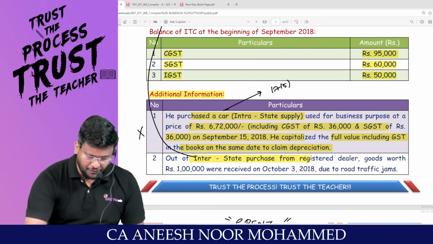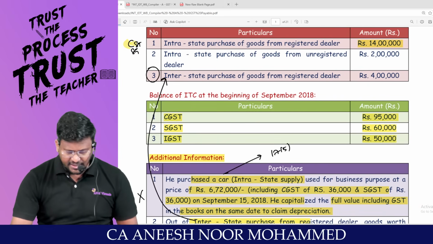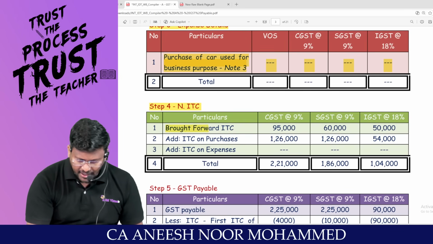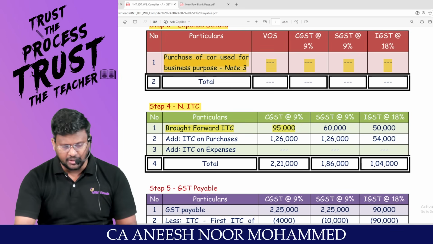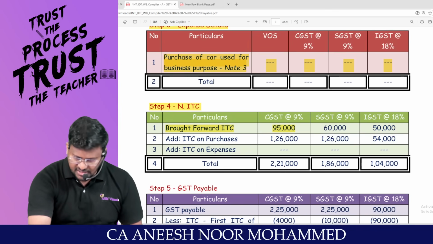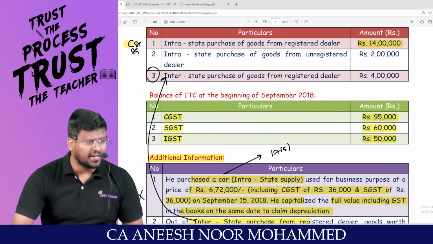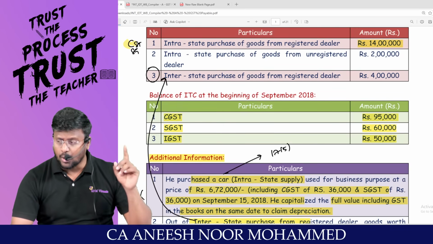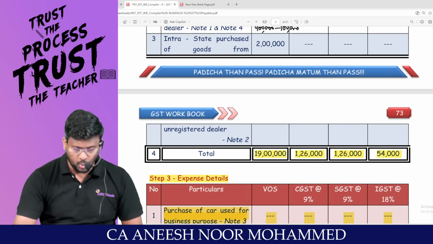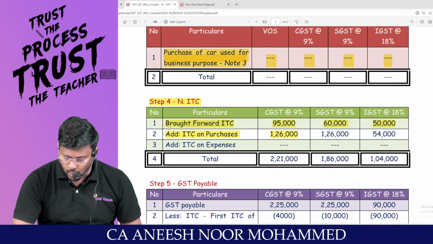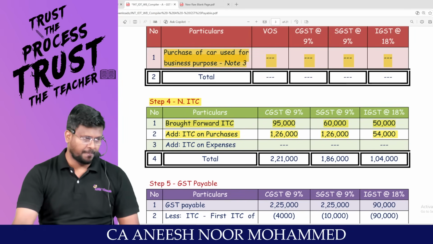What is step number 5? Net ITC. Net ITC means opening ITC. What is the opening ITC? Brought forward ITC: CGST 95,000, SGST 60,000, IGST 50,000. And ITC on purchases, which will be available from step number 2. What is that? 1 lakh 26, 1 lakh 26, 54,000. These are the eligible ITC.